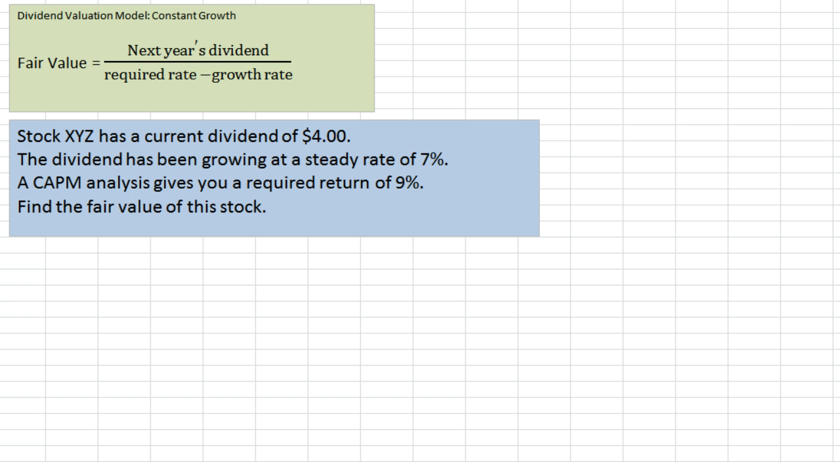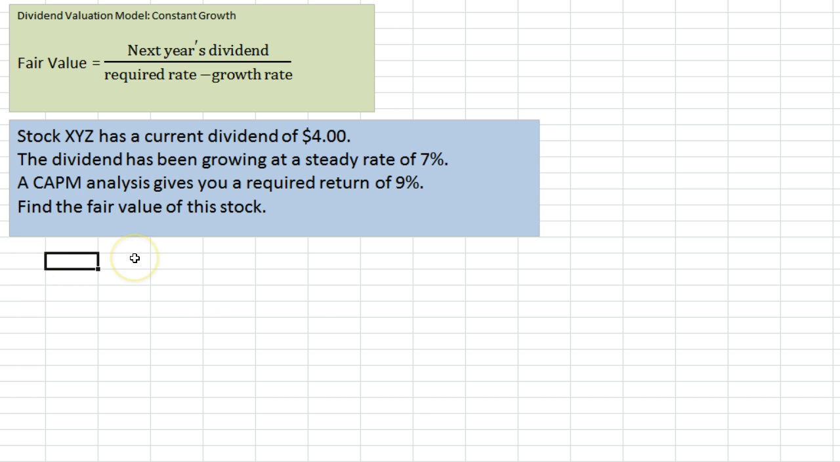In our example, a stock has a current dividend of $4 a year. The dividend has been growing at a steady rate of 7%, and we're going to assume it's going to continue to. A CAPM analysis gives you a required return of 9%. Review the video on CAPM if you need to. And then find the fair value of this stock.